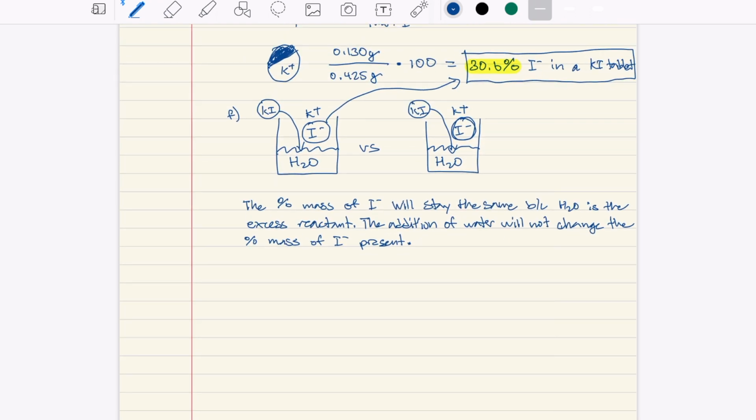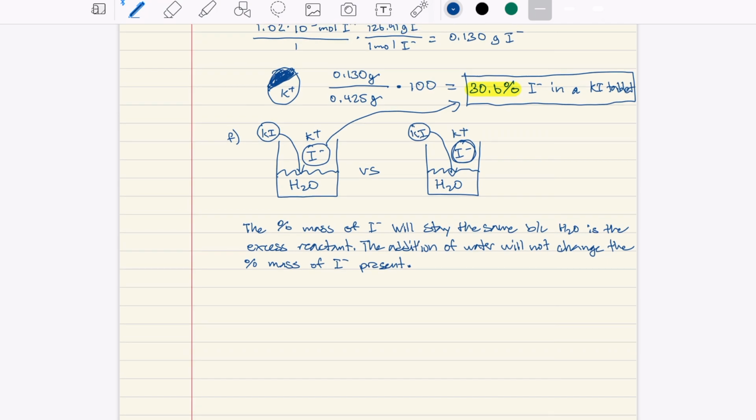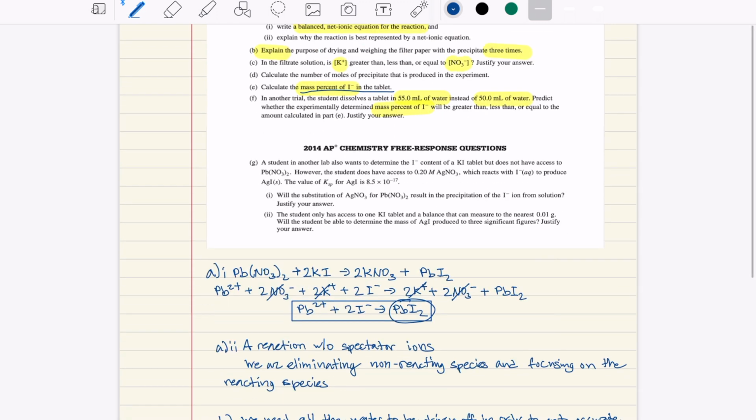Okay, now let's move on to part G. Part G has two parts, so let's read the question. A student in another lab also wants to determine the I minus content of a KI tablet, but does not have access to Pb(NO3)2. However, the student has access to 0.2 molar AgNO3, which reacts with I minus to produce AgI. The Ksp value of AgI is 8.5 times 10 to the negative 17.